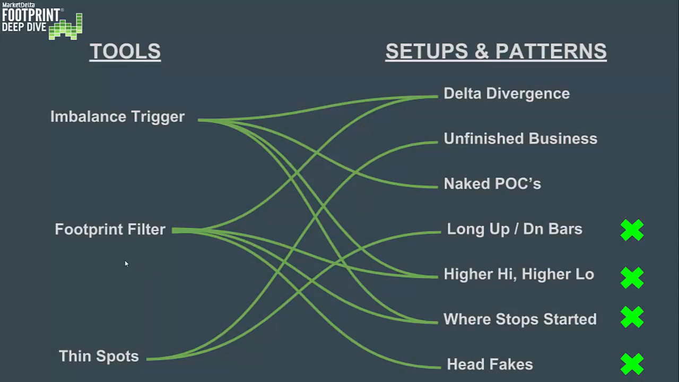This is a cool slide. Tools on the left, patterns and setups on the right. What's cool is, and this isn't science, but the imbalance trigger begins to show when to, if you follow the green line over, execute a delta divergence, or an imbalance trigger to execute a naked POC, or take it down to find a higher high or a higher low in that particular pattern of when to get longer, when to get short. You look at the filter, and you could talk about using the filter to execute a head fake, and so on. So this is a really cool slide to not only look at and use as part of your education in this deep dive program, but to build your own out.